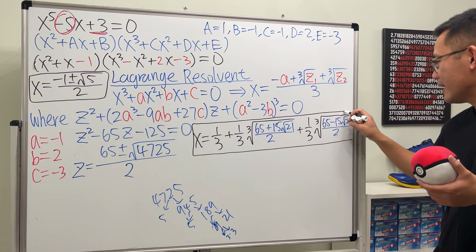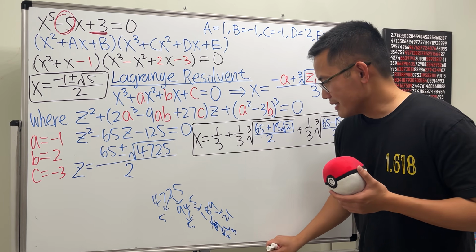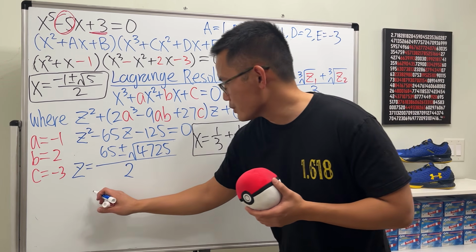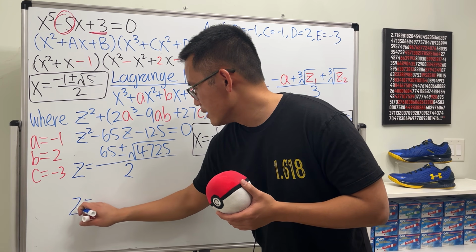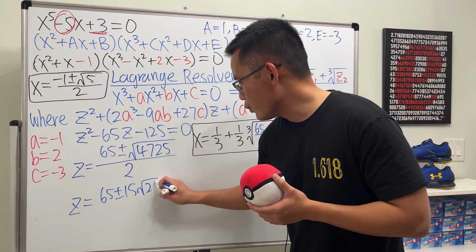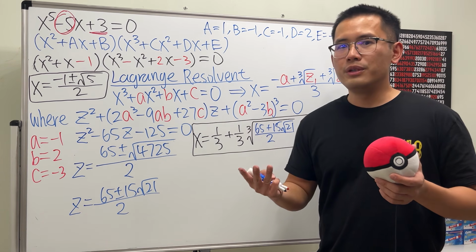Very, very nice. Alright, so of course you can just simplify that on your own, and perhaps I'll just write it down real quick. Z is equal to 65 plus or minus 15 square root of 21 over 2. Alright, so now we have 3 real solutions.